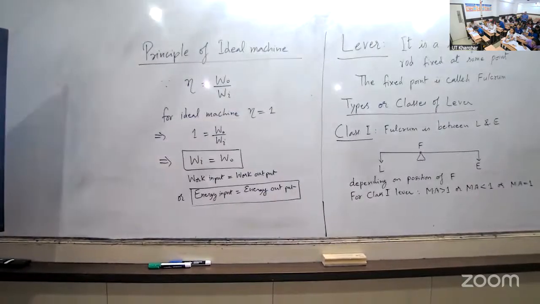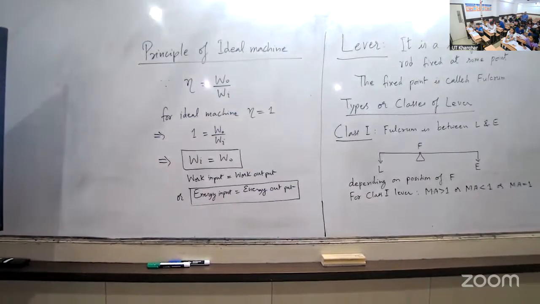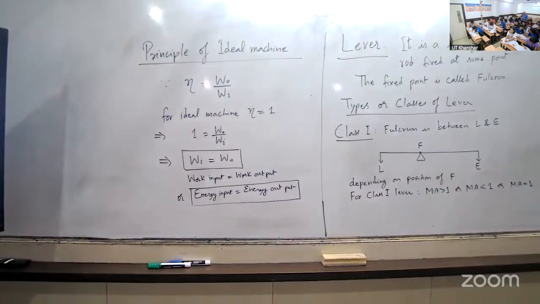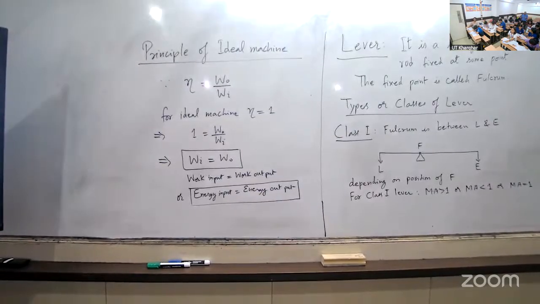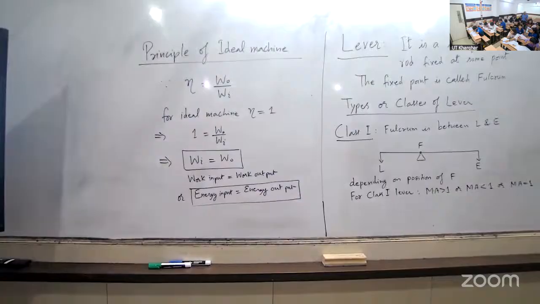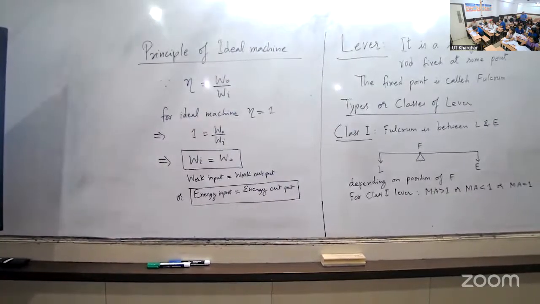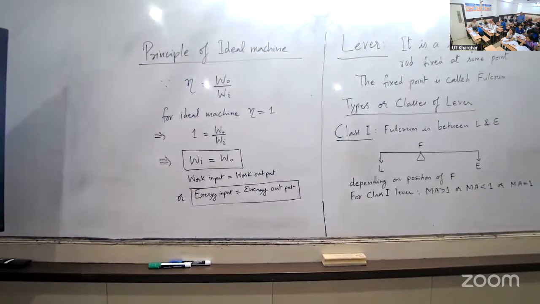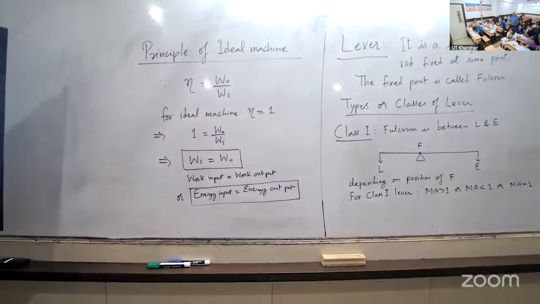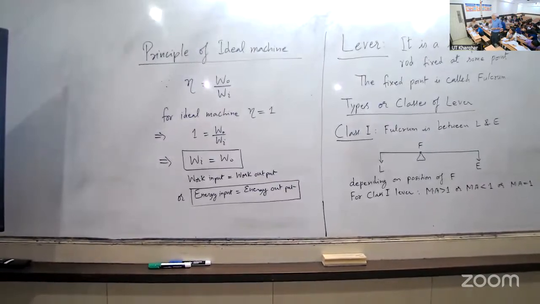Once the machine is designed, it will have only single mechanical advantage. एक ही machine force multiplier भी, speed multiplier भी और direction changer नहीं काम करेगी. तो एक ही function आएगा उसके अंदर. ठीक है? So let us see the example of class 1 lever with mechanical advantage greater than 1.